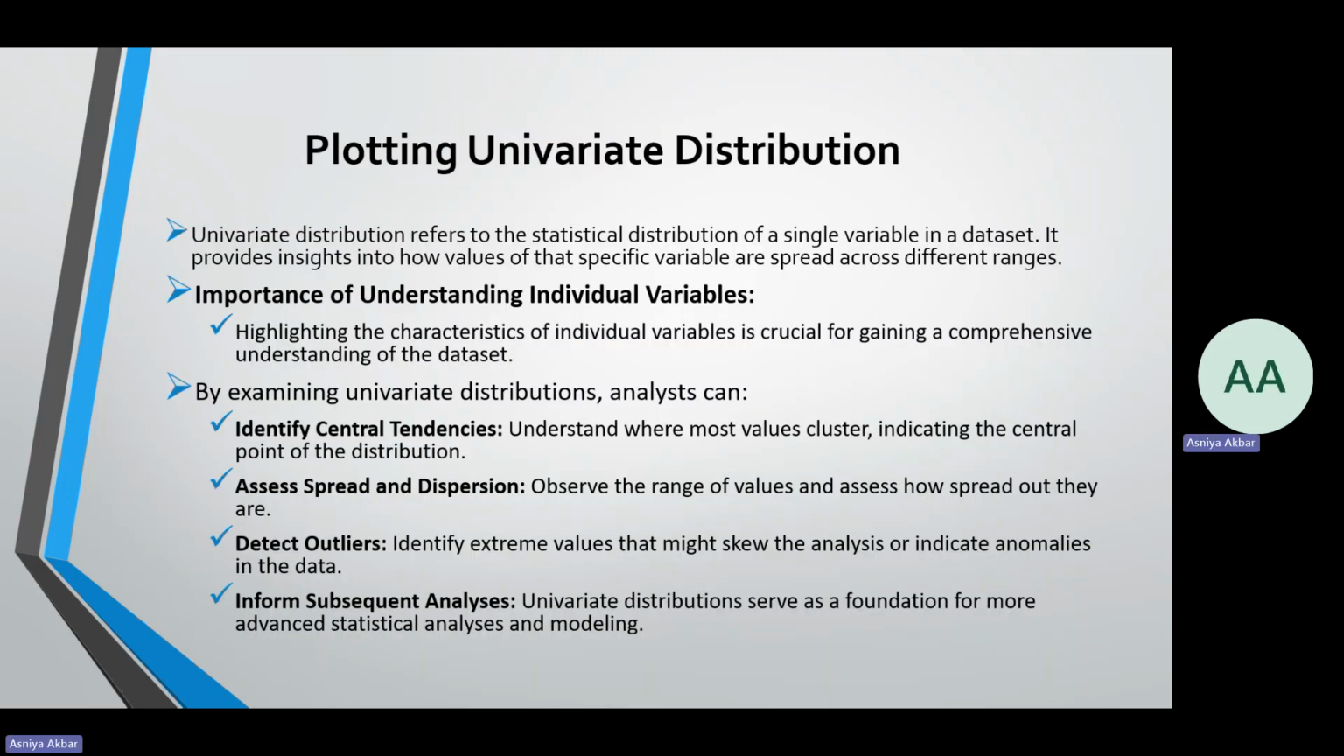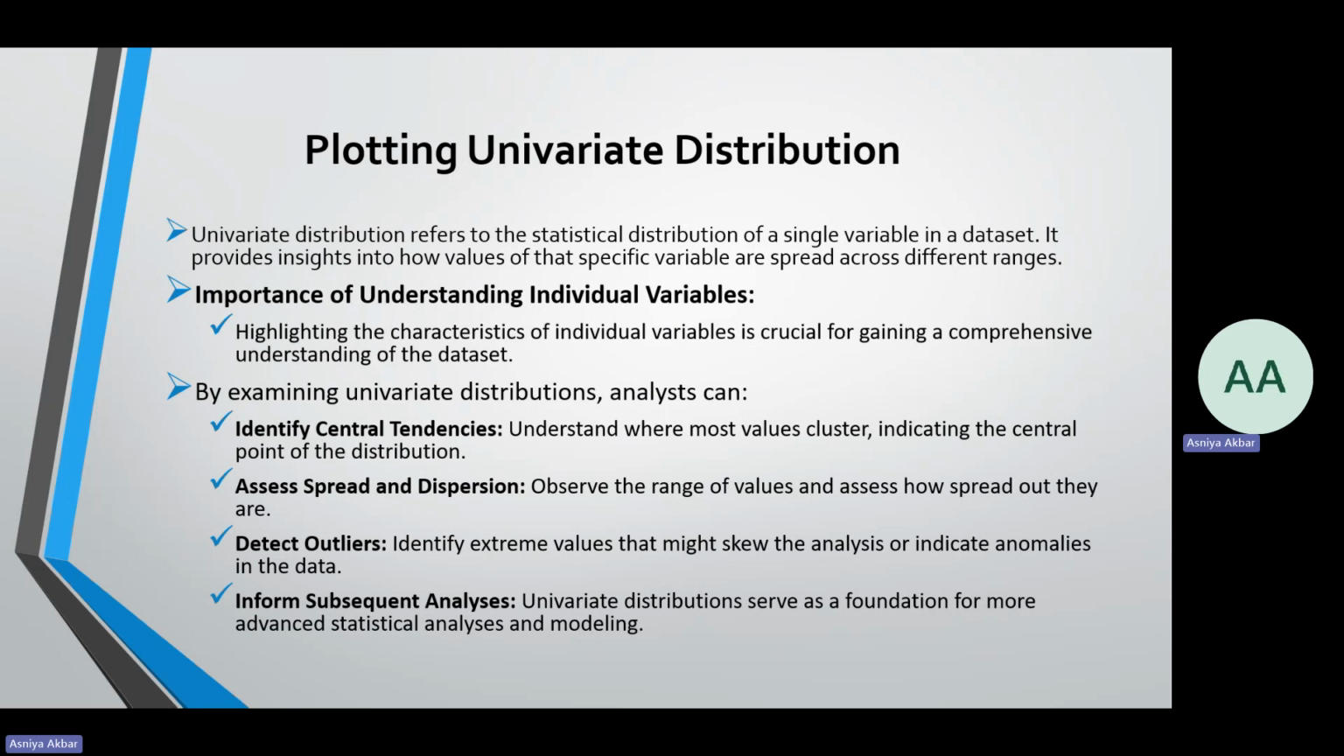Next up, we have plotting univariate distribution. So everyone, about univariate distribution. Univariate distribution basically refers to the statistical distribution of a single variable within a data set. Basically, it involves analyzing the spread and pattern of values for that specific variable.